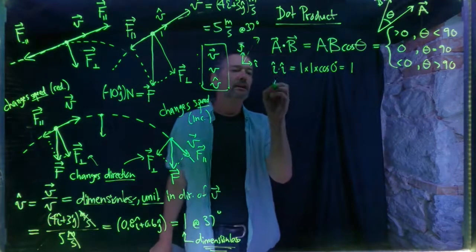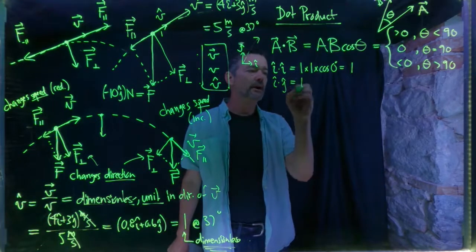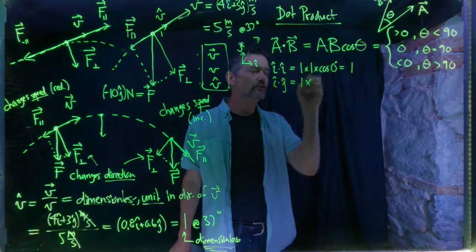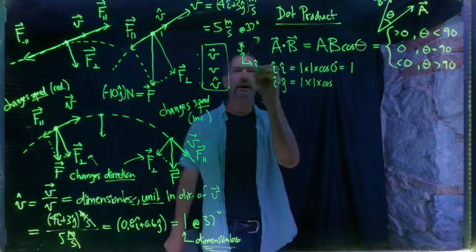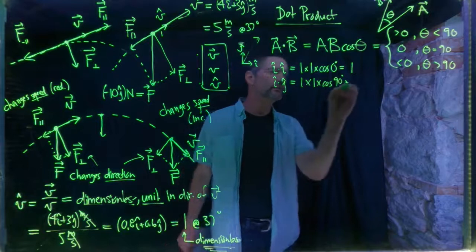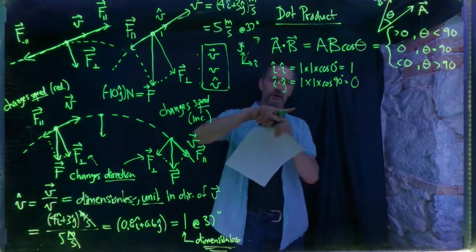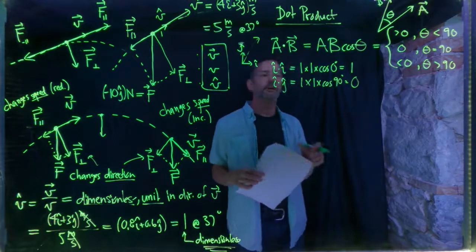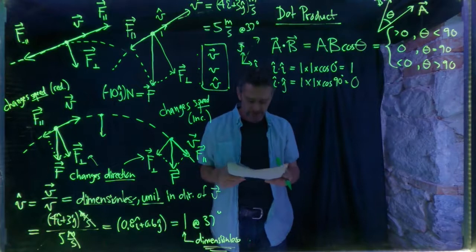Or say i hat dot j hat. That'll be the magnitude of i hat, that's 1, times the magnitude of j hat, that's 1, times the cosine of the angle between them. Well, i hat and j hat, the angle between them is 90 degrees, cosine of 90 is 0, and so this is 0. And that's obvious because i hat and j hat are perpendicular, and the dot product of perpendicular vectors is 0. And similarly for i hat dot k hat and all the other possible combinations that you can come across.